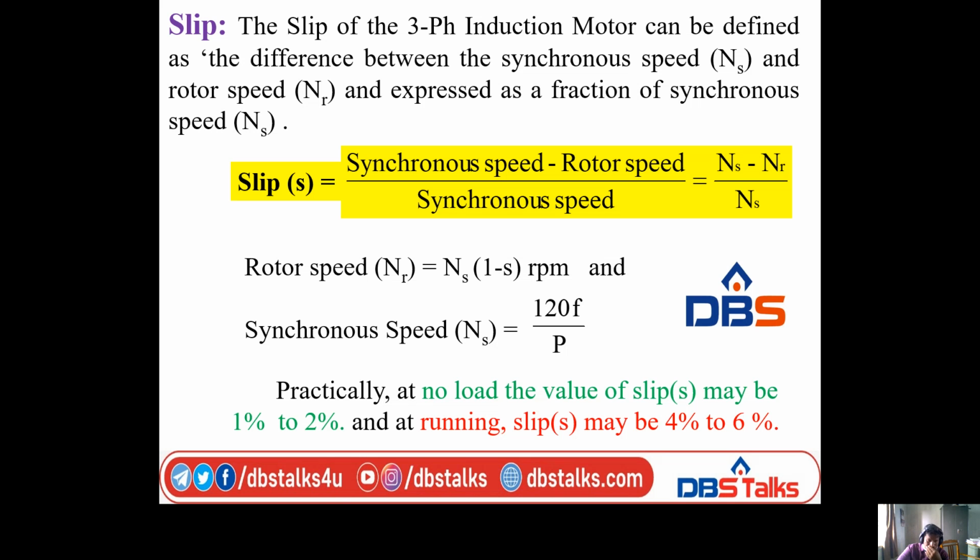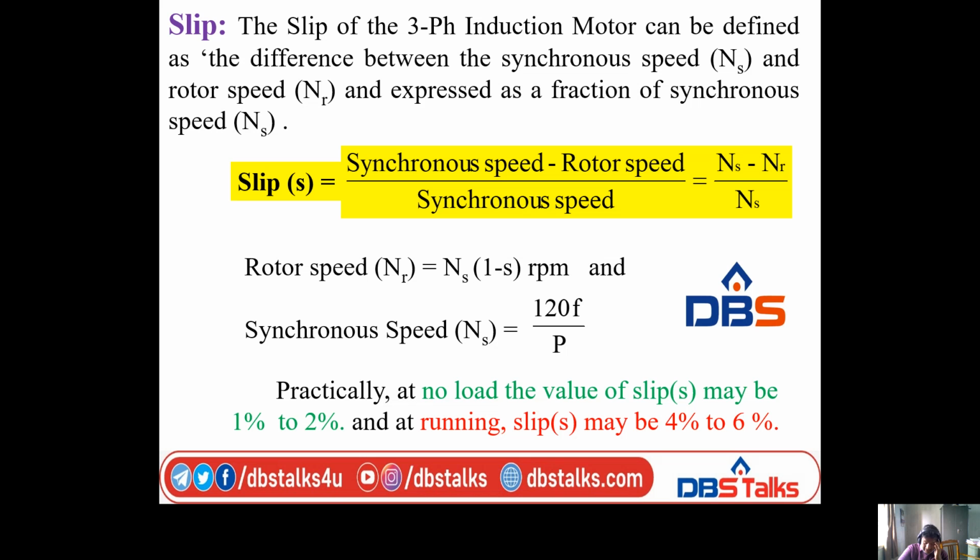How can you derive this? S is equal to (Ns minus Nr) by Ns, so Nr is equal to Ns minus S Ns. Therefore, Nr is equal to Ns into (1 minus S) rpm. From the above equation, the relative speed or slip speed of the rotor with respect to the rotating magnetic field is directly proportional to the slip.